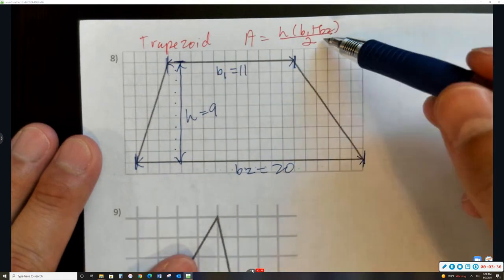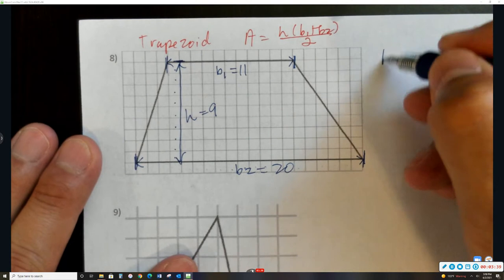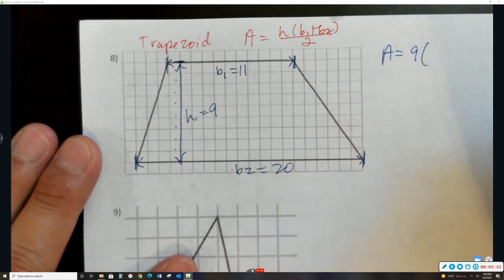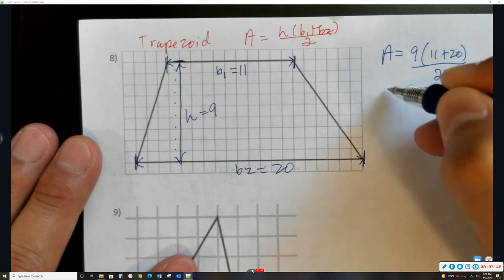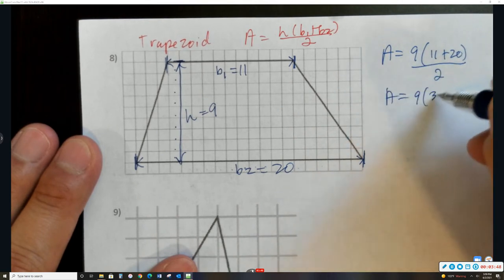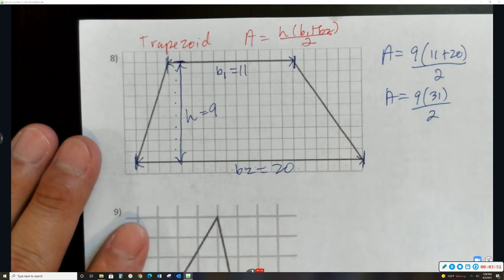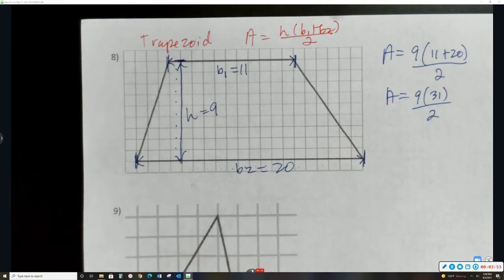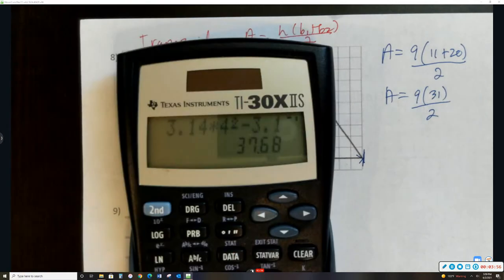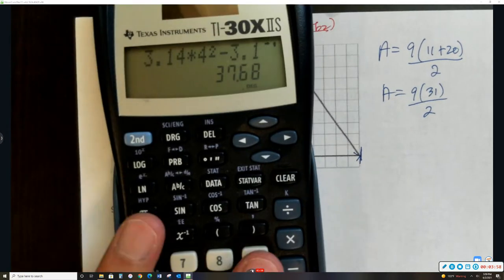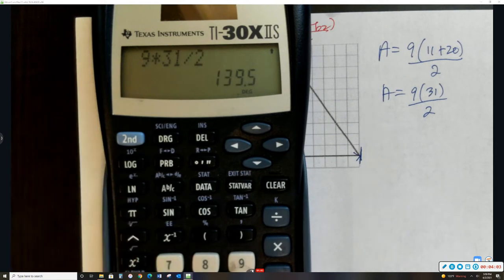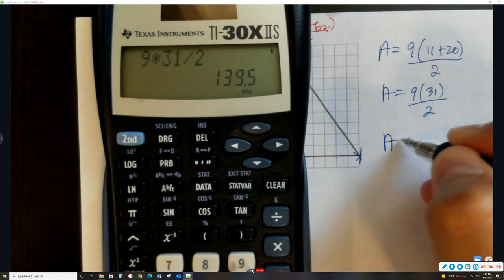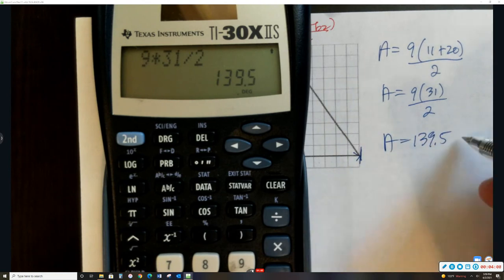I'm going to take these values and plug them into the formula. Area equals the height times base 1 plus base 2, all divided by 2. I'm not going to simplify this too much, but I can add the 11 and the 20, and then just say 9 times 31 divided by 2. And we get 139.5. And again, that's units squared.